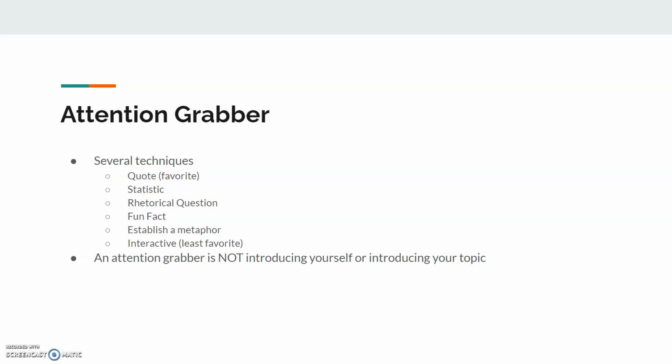My least favorite, but the book mentions it, is an interactive attention grabber, where the speaker gets up there and says, "Hey, how many of you have?" I just don't like that. I think it's just a time suck. I just don't like it. So you can do that, I guess, but why would you pass up the other types? Okay, so those are great attention grabbers.